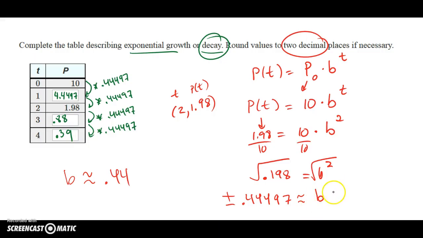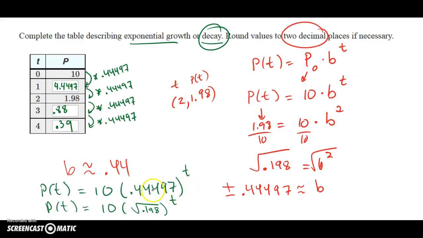If I needed to know what the model is, I could take this b value and put it in here, and that would give me the overall model, in which case I could just punch in 1, 2, 3, and 4 for my exponent, and it would spit out these values anyway. So in other words, though it didn't ask for the model, this would be the equation. Without any approximation, it's 10 times the base of square root of 0.198 raised to the t. So if you want to get these values, you could also plug in 0, 1, 2, 3, 4 into your calculator, and it'll spit out these P values. But we know that each time to get there, we're just multiplying by a factor of b.